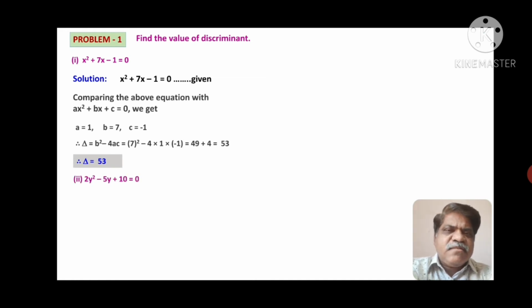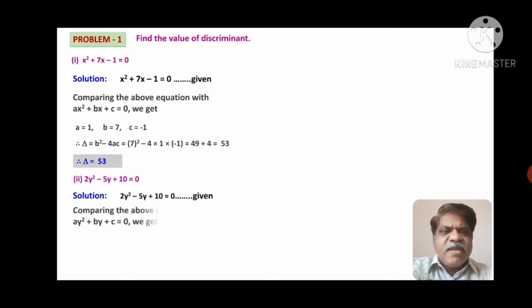Second problem, 2y square minus 5y plus 10 is equal to 0. Now, solution. It is given that 2y square minus 5y plus 10 is equal to 0. Comparing the above equation with ay square plus by plus c is equal to 0, we will get a is equal to 2, b is equal to minus 5 and c is equal to 10.